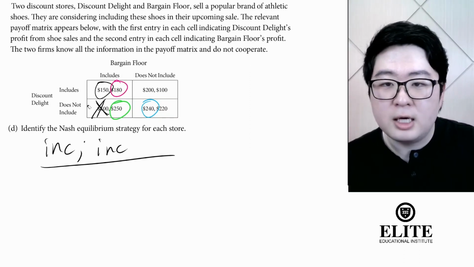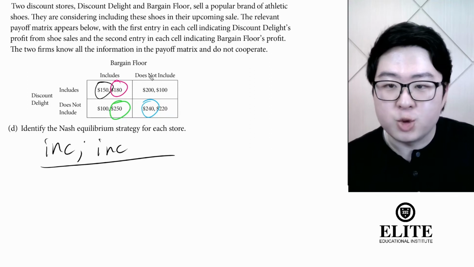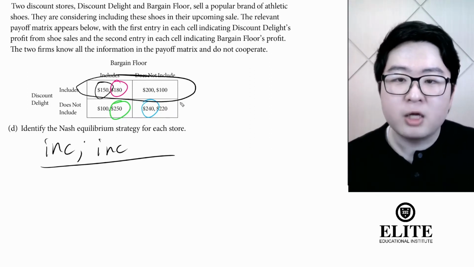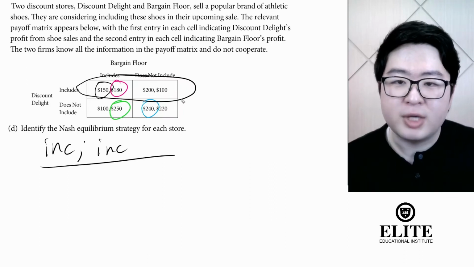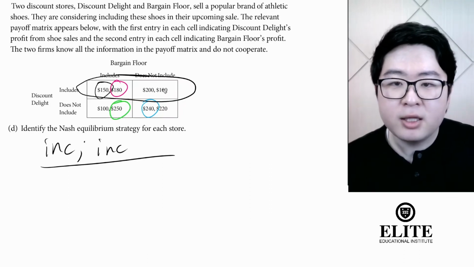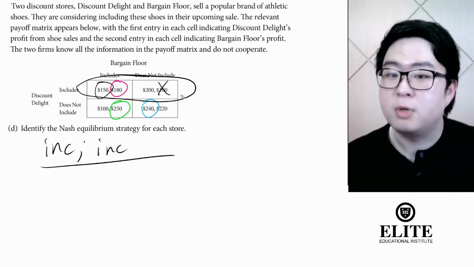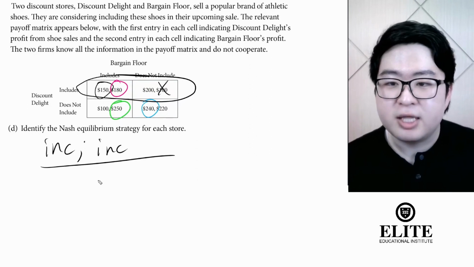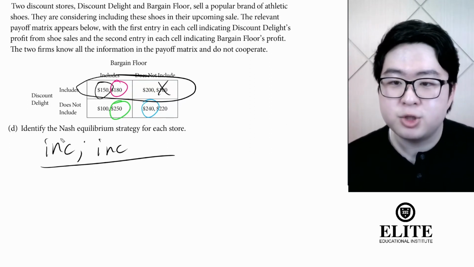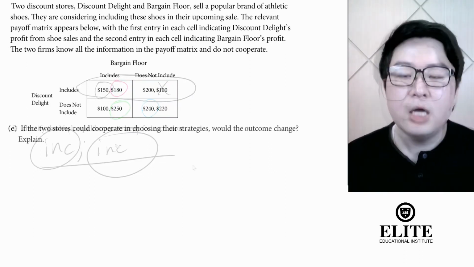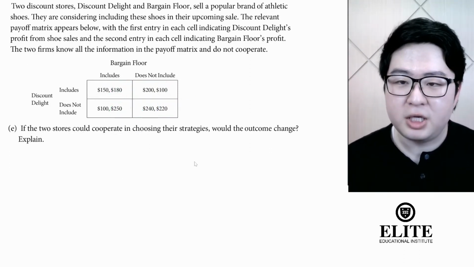In the case of Bargain Floor, assuming that Discount Delight continues to choose to include, is Bargain Floor going to make more money by switching strategies to not including? And again, no, right? Because we're choosing between 180 and 100. So Bargain Floor has no incentive to switch to a smaller profit. And as such, we can see that the Nash equilibrium strategy for each store is to include and to include. Both of them choose to include. Let's go ahead and move on to part E.